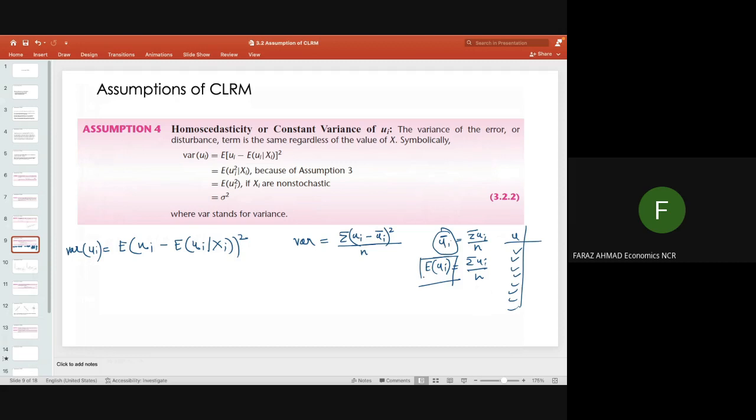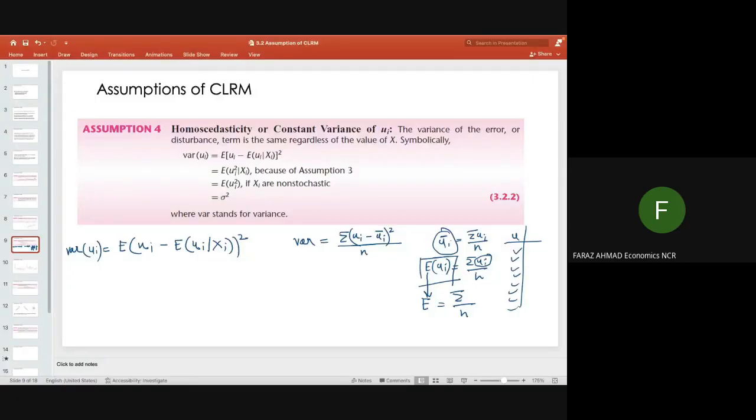So if I ask you what this expectation stands for, it stands for adding something and dividing by a number of things. That's it, right? So whatever is there in the parentheses is written here, and then this E stands for this summation sign, and this n in the denominator, isn't it?